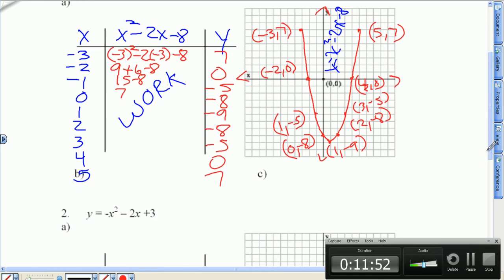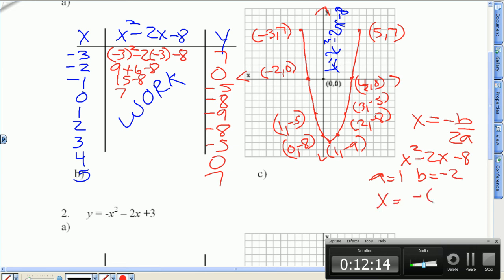So for part B, I am going to take my equation x equals -b over 2a. I'm going to take my equation x squared minus 2x minus 8. A is equal to 1, and b is equal to -2. So I do x is equal to -2 over 2 times 1, which is 2 over 2. So x equals 1, which is over here. X equals 1 is the axis of symmetry.